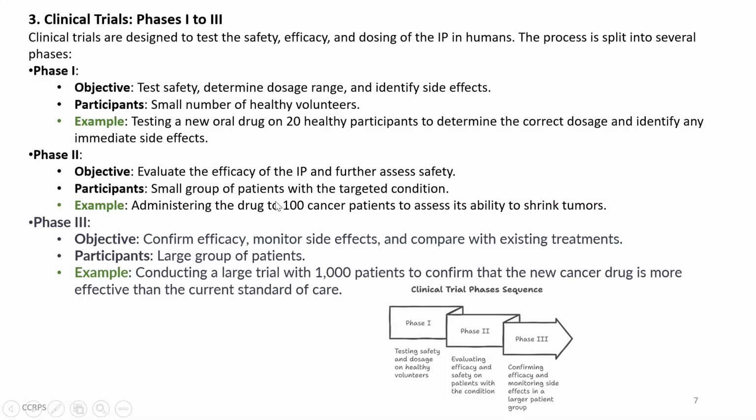Phase 2 objective: evaluate the efficacy of the IP and further assess safety. Participants: also a small group, but the difference from phase 1 is that they are patients with the targeted condition, not healthy participants. Example: administering the drug to 100 cancer patients to assess its ability to shrink tumors. Phase 3 objective: confirm efficacy, monitor side effects, and compare with existing treatments. Participants: a large group of patients. Example: conducting a large trial with 1,000 patients to confirm that the new cancer drug is more effective than the current standard of care. And here's a diagram of the clinical trial phases sequence.